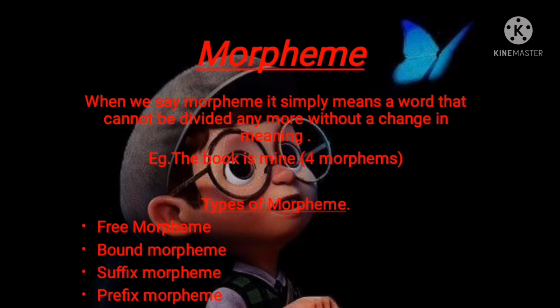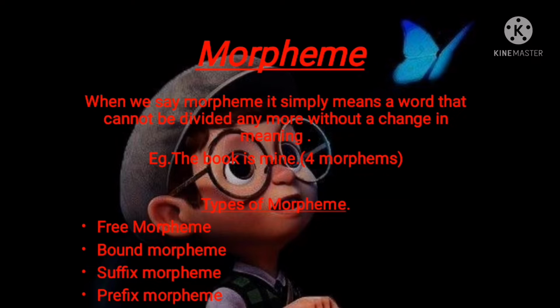So let's look at some examples of a morpheme. They are saying it is a word that cannot be divided anymore without a change in meaning. Now let's look at this example. We have the book is mine. The book is mine. Now, this is an example of a morpheme. Now, the book is mine.